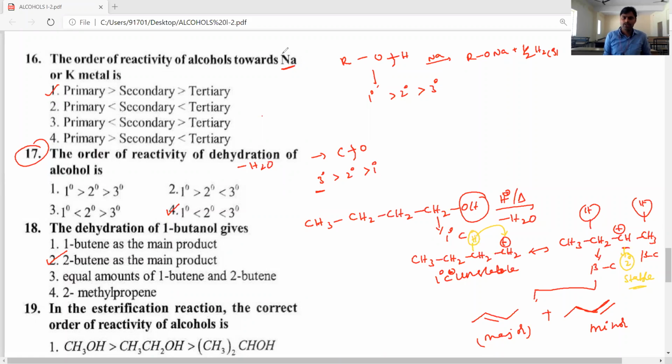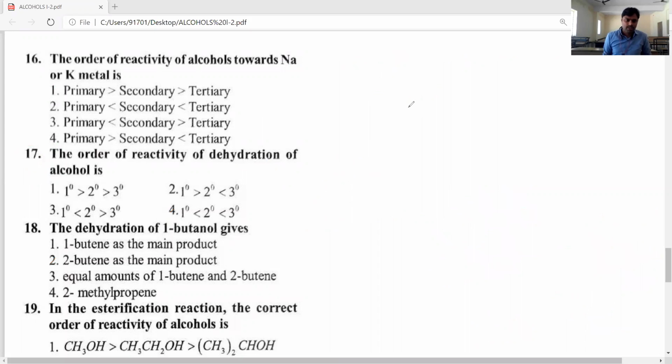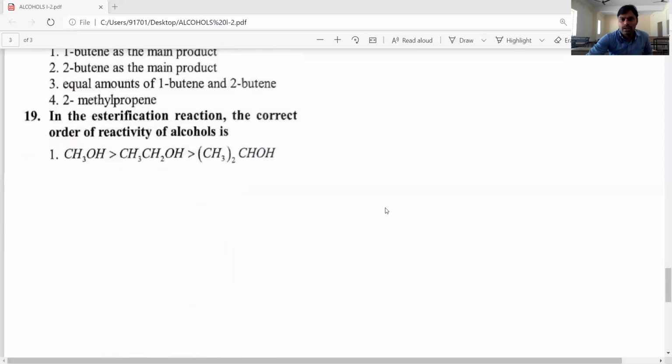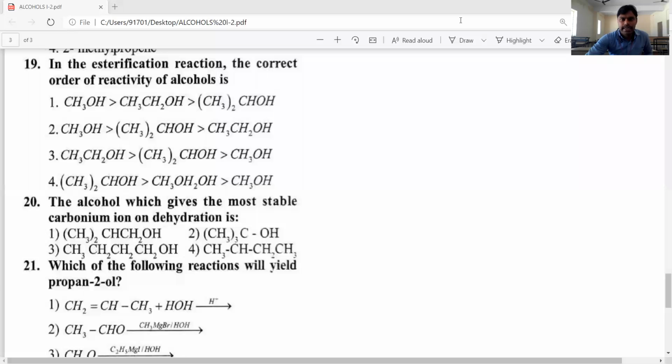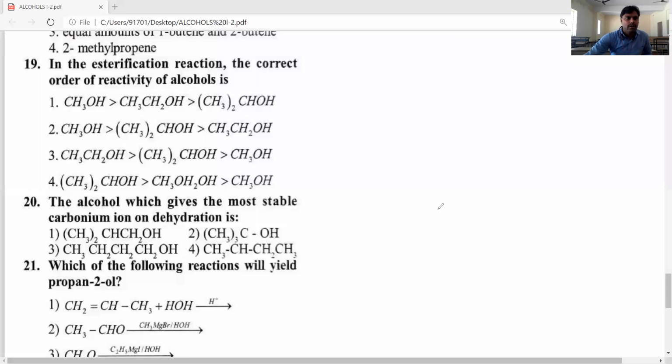Now let's see the 19th question. The correct reactivity order of alcohols in esterification reaction. In esterification reactions, in alcohols, the OH bond will cleave. For the OH bond reactivity, as I said, my dear students, primary is more than secondary.